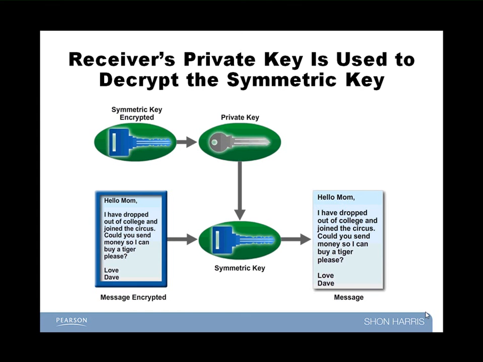So remember, an encrypted message is sent to the receiver. That message is encrypted with a symmetric key. The symmetric key arrives encrypted with the receiver's public key. The receiver needs to be able to decrypt and extract that symmetric key, so they use their private key.